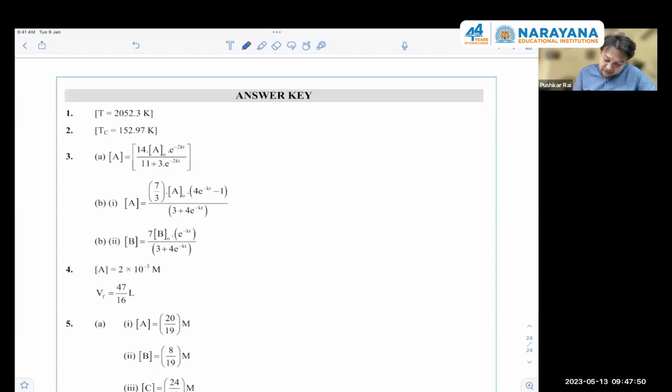See, this is the answer. Suppose volume is increasing. I try to understand it by the volume. If the volume is increasing, at any case, the term 14 upon 11 plus 3 e to the power minus 2kt is there. Check it out whether it's true or not.